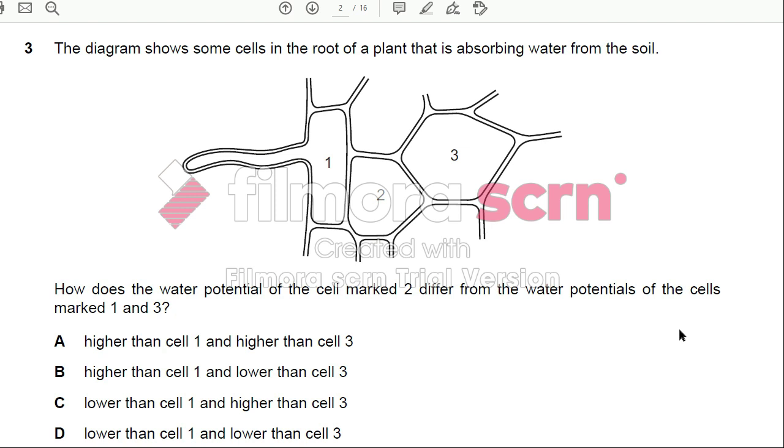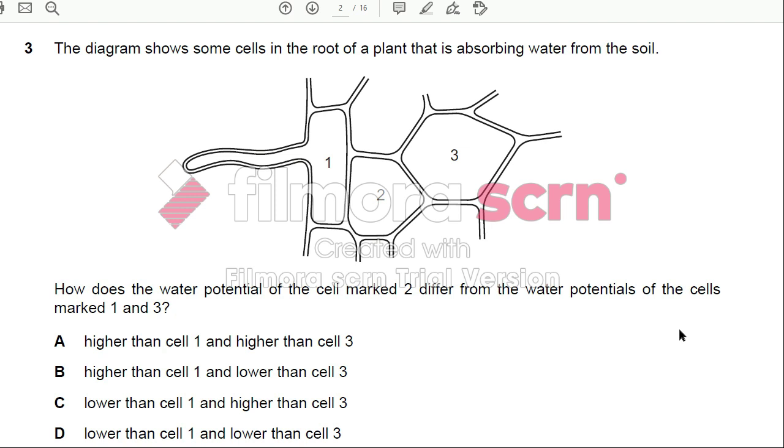So what he is asking, how does the water potential of the cell marked 2, that is between cell 1 and 3, differ from the water potentials of the cells marked 1 and 3? As cell 1 has the highest water potential, then 2 and 3, from cell 1 water will move to cell 2 first and then to 3. So when we talk about the correct answer, cell 2 will have lower water potential than cell 1 and higher than cell 3. So let's find the correct option.